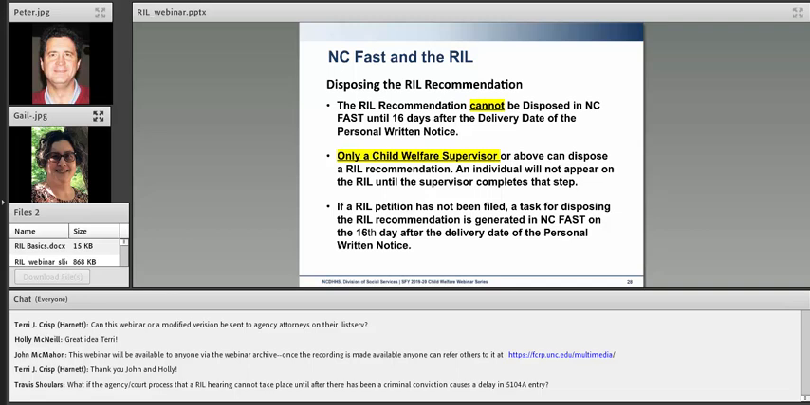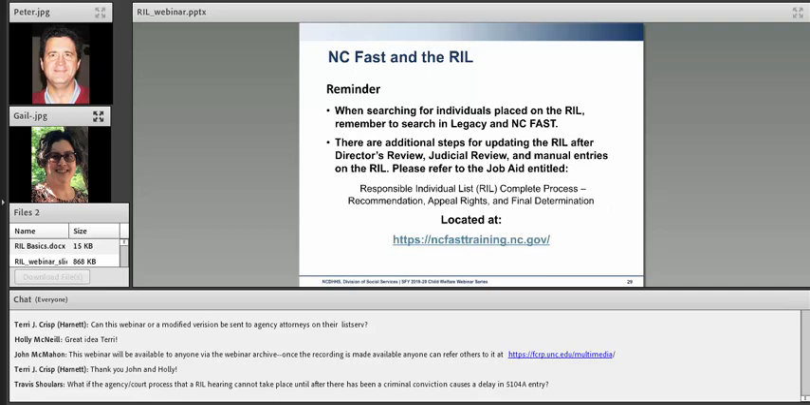And I would encourage putting in a help desk ticket, right, and working with your liaison to help get that resolved, right? Just a couple of reminders about NC-FAST and the RL. When you are searching for individuals placed on RL, please remember to search both. We have approximately a little over 20 counties that are in NC-FAST using the RL. Those will not appear in the legacy search. So you need to look in legacy and you need to look in NC-FAST.